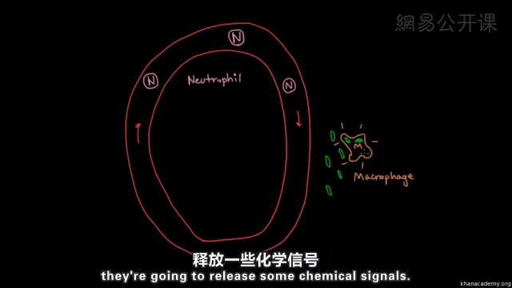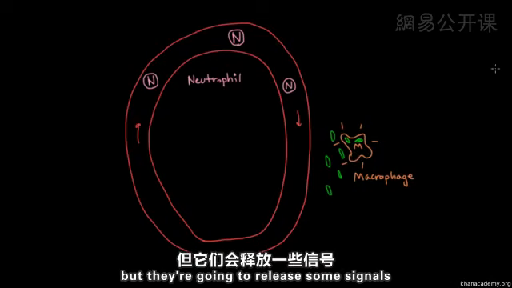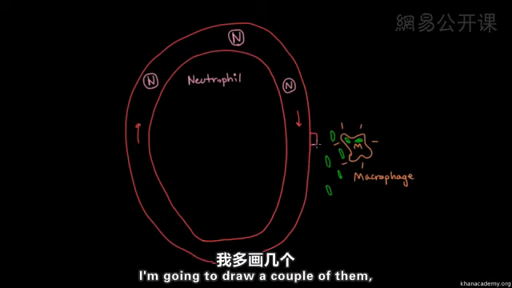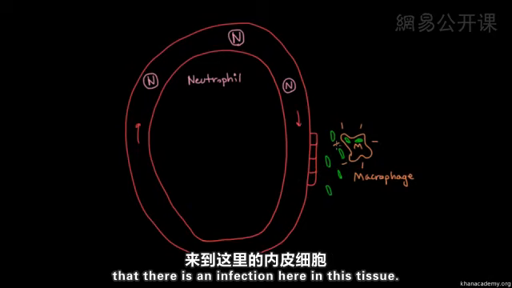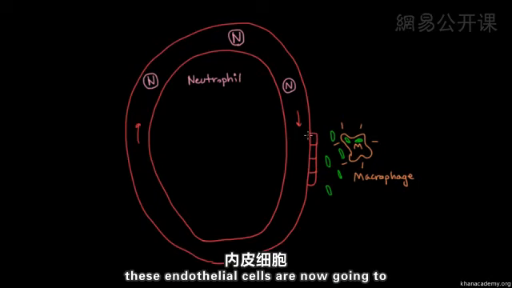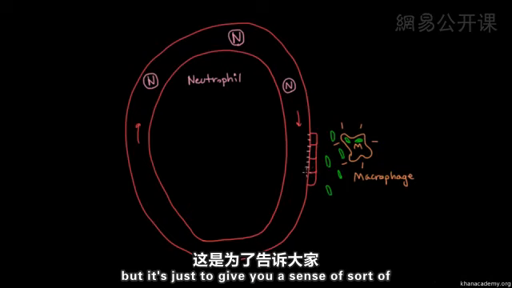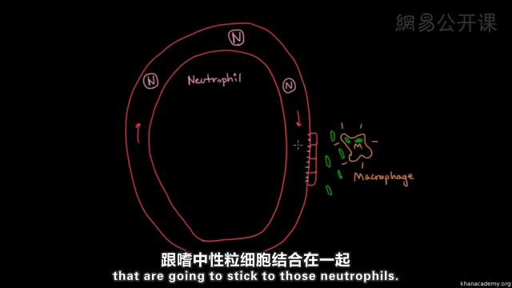And when they're in action, they're going to release some chemical signals. We don't need to really go into conversation about what those are, but they're going to release some signals that will then tell the endothelial cells, here, I'm going to draw a couple of them, that are going to alert the endothelial cells lining the blood vessels that there is an infection here in this tissue. And as a result, these endothelial cells are now going to express these little proteins here. This is very detailed, but it's just to give you a sense of the flow of information here. They're going to express these little proteins here that are going to stick to those neutrophils.